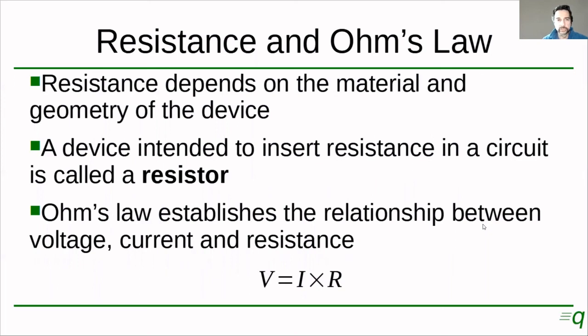And we saw that resistance depends on the material and the geometry of the device. Some materials are good conductors and some materials are not very good conductors, so those have different values of resistance. Also, if your object is longer and thinner, that's going to be higher resistance. And if it is shorter or wider, that's going to be less resistance. And a device intended to insert resistance into a circuit is called a resistor.